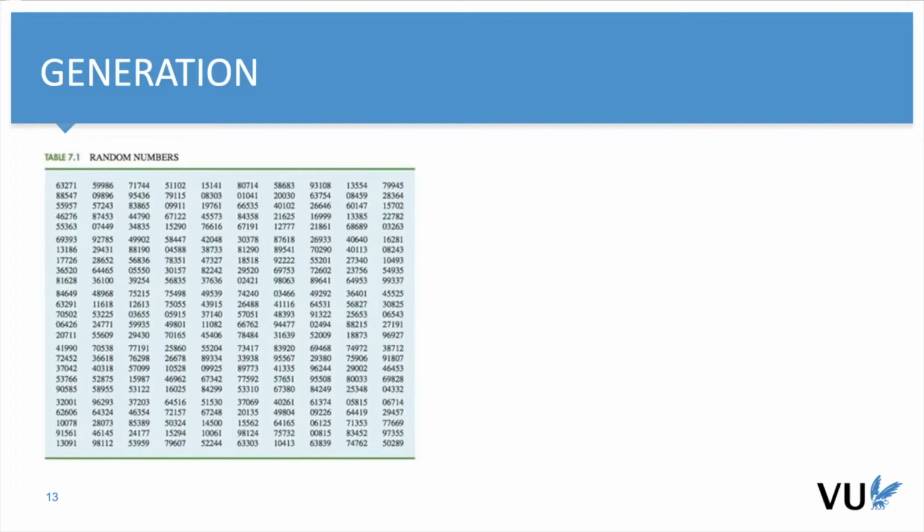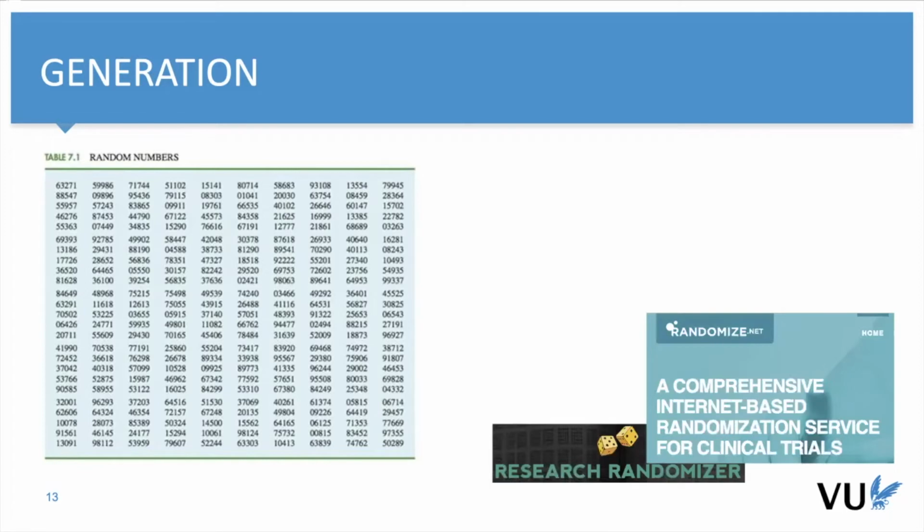These random number tables are not used anymore because we have much better tools to generate the sequence of allocation. For example, nowadays there are quite a number of websites where you can just fill in the number of participants, the number of groups, and that website gives you an allocation, a sequence of allocation. The problem with these websites is that it is often not possible to reproduce that sequencing.